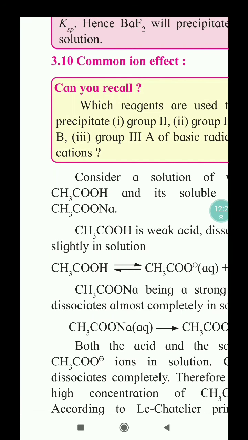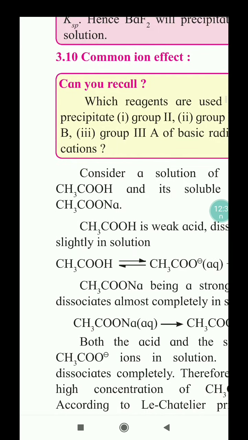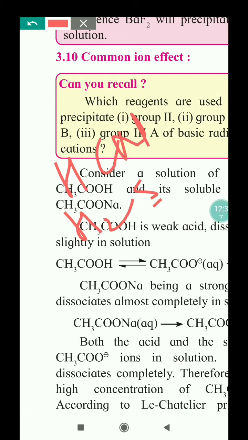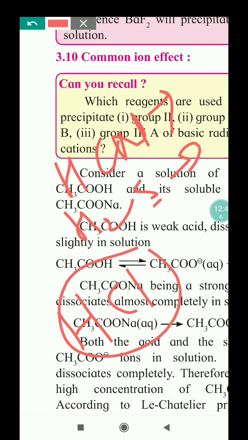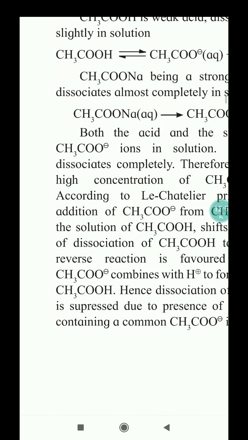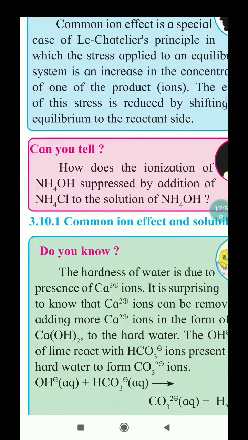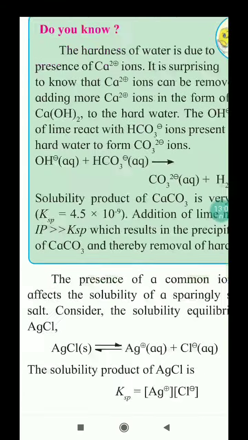This is called a common ion effect. For example, the weak acids HCN or H2S, on dissociation of these, if HCl, hydrochloric acid, is added, then the dissociation of these two acids gets suppressed. So this effect is called the common ion effect.